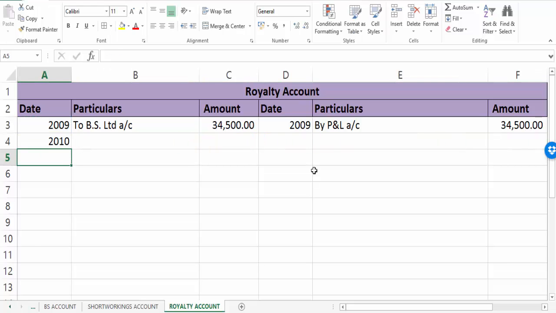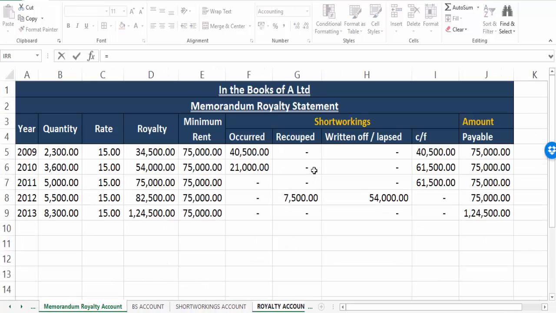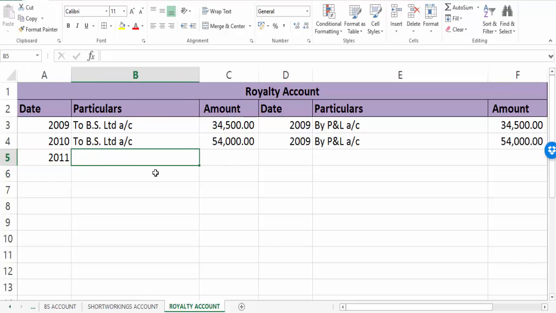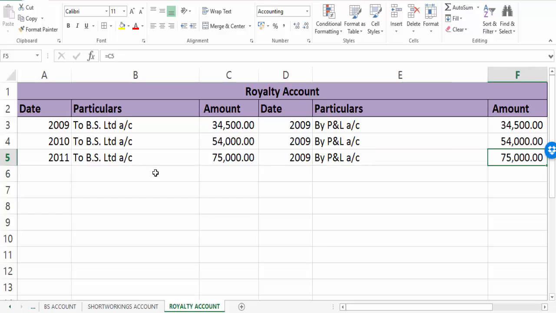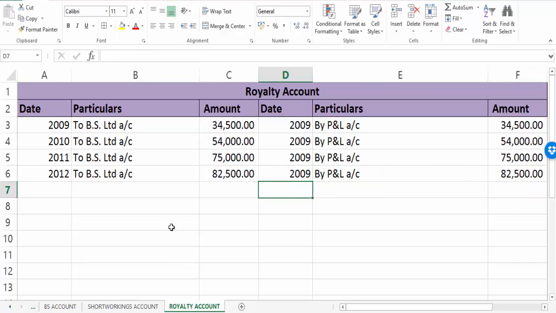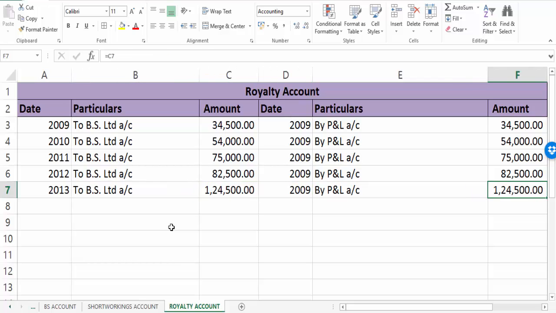Next, for 2010, royalty debit, BS Limited credit, and whatever the amount, we pick up, it is 54,000, and that will be transferred to P&L, right? 54,000. Then 2011, to BS Limited, from the worksheet we have 75,000, and that is transferred to P&L. 2012, 82,500 is the royalty payable, transferred to P&L. And finally 2013, 1,24,500, and that is transferred to P&L, 1,24,500. So the royalty account is closed.